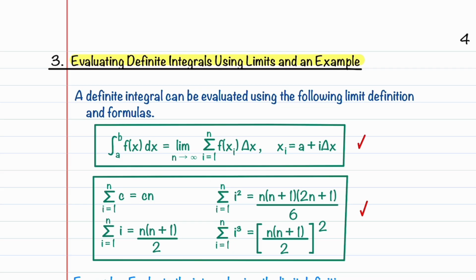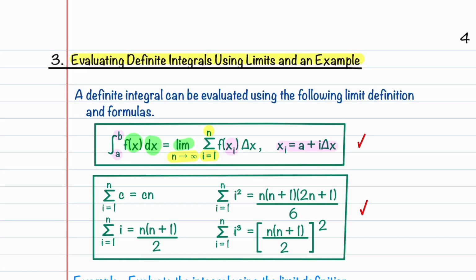The limit definition of a definite integral is the integral from a to b of f of x dx is equal to the limit as n goes to infinity of the sum i is equal to 1 to n of f of x sub i times delta x, and x sub i is a plus i delta x.